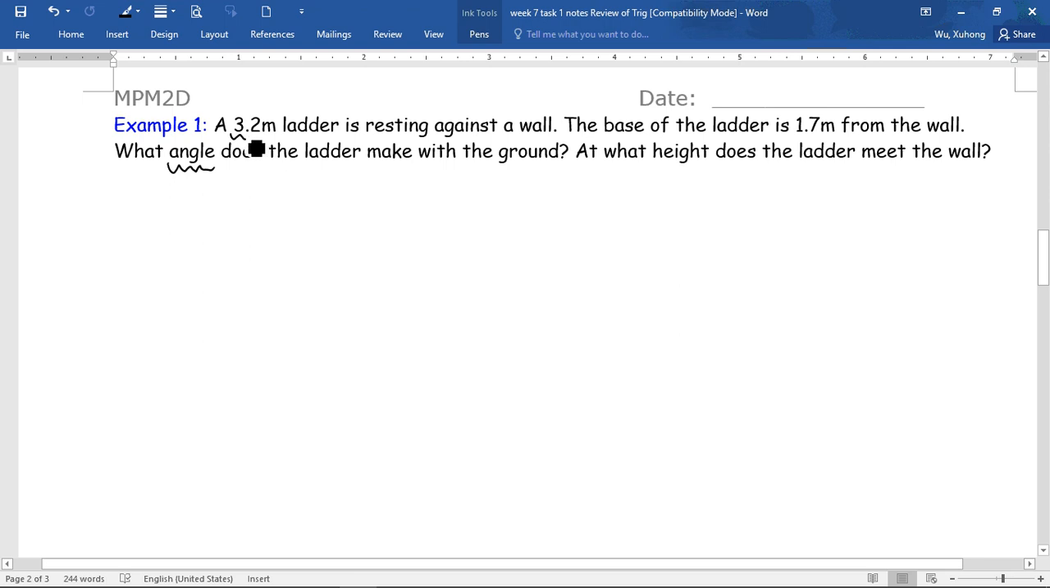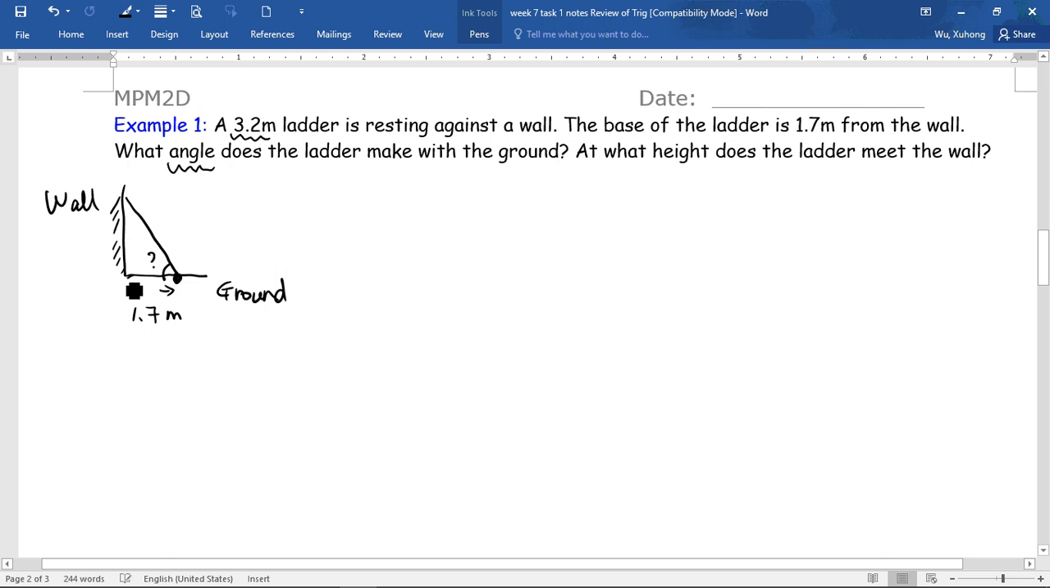So a 3.2 meter ladder is resting against a wall. So a wall will be vertical. Then a ladder against the wall. So the ladder is just leaning against the wall. The base of the ladder, this is what we call the base of the ladder, is 1.7 meter from the wall. It asks you what angle does the ladder make with the ground. So this is the angle made with the ground. So this is ground. Okay.